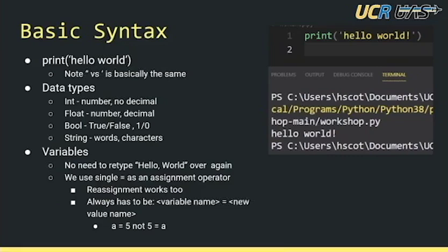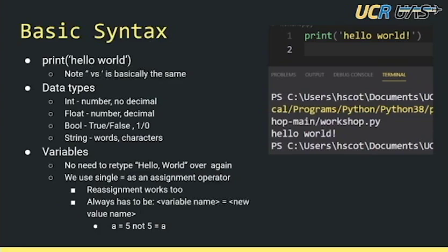Now, there are 4 important data types that we want to talk about when using Python. The 4 being integers, which are numbers that do not use decimal points; floats, which are numbers that do use decimal points; booleans, which are just true or false, which can also be denoted as a 1 for true or a 0 for false; and the final being strings, which are essentially just words or strings of characters.